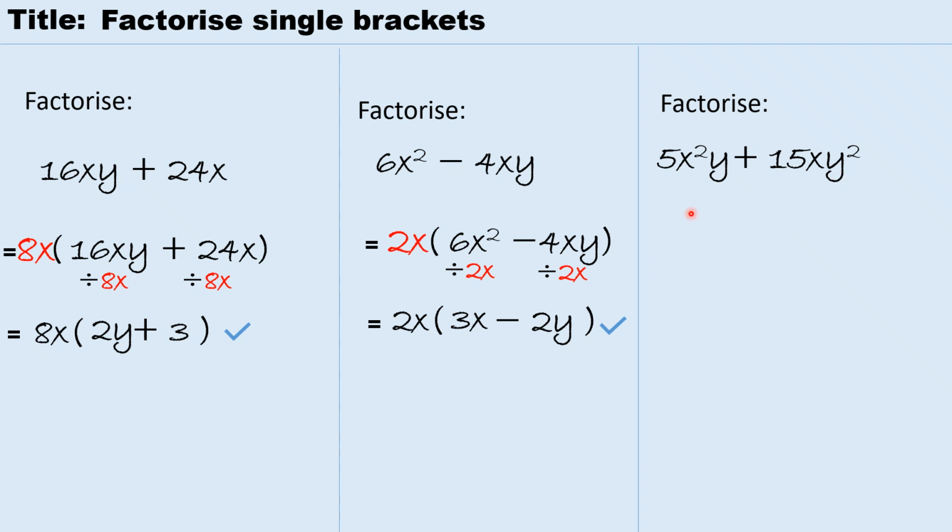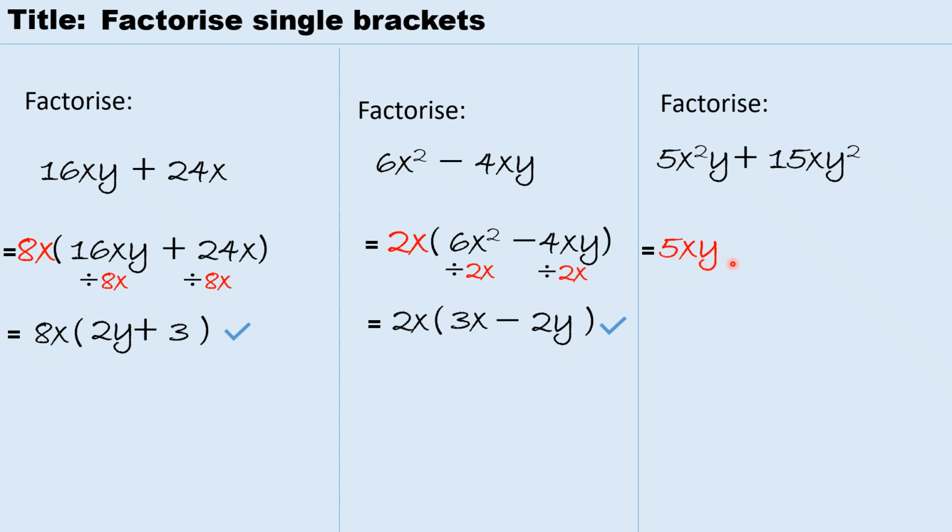So that is the highest common factor. 5 for the numbers and xy for the letters. So place the highest common factor outside the bracket. Again, remember, 5 is the highest common factor for the numbers, and then xy is common in both terms. So in total, our highest common factor is 5xy.